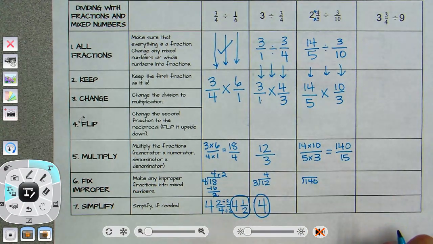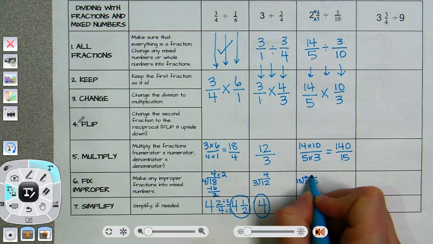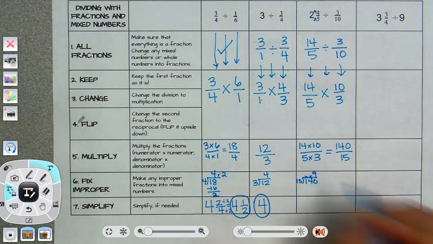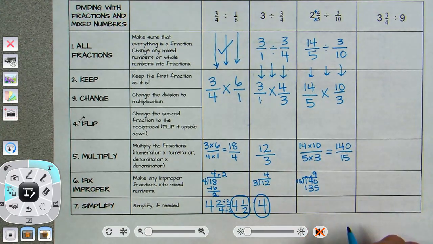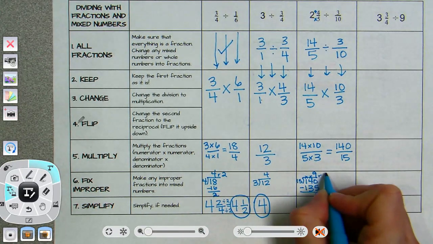And if you need to set it up somewhere else where you have more room, feel free to do that. And we're going to divide by 15. 15 does not go into 1 or 14. It goes into 140 9 times. 9 times 15 is 135. And you could have written that out if you need to. Let's subtract, and we get a remainder of 5.